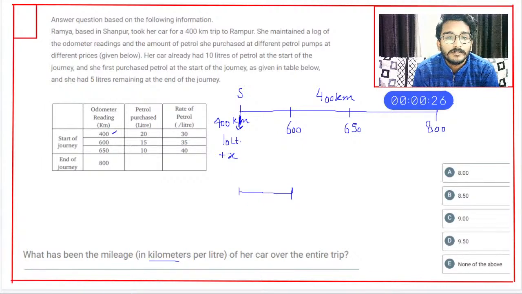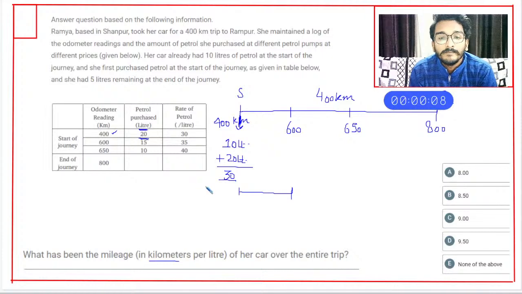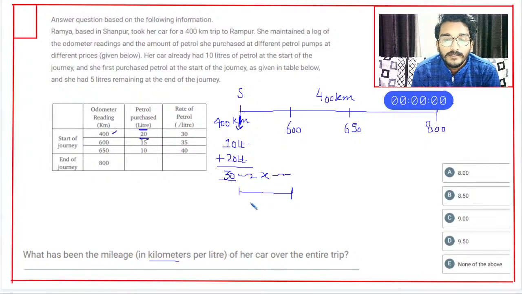Okay, one thing more, sorry, my bad. Already there are 10 liters in the car. She has purchased petrol, 20 liters. She has purchased 20 liters. Okay. She has right now 30 liters in the car. Now, let's suppose she has exhausted some X liters. X liters are consumed in this particular journey. So we can say the petrol remaining right now, how much petrol is remaining? It is 30 minus X.